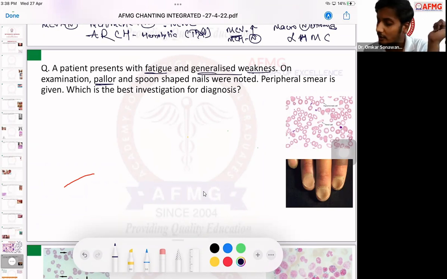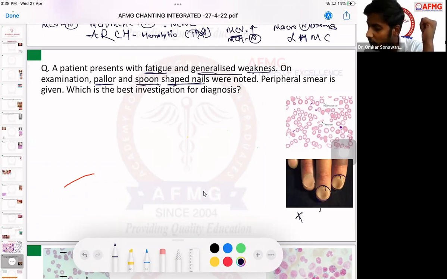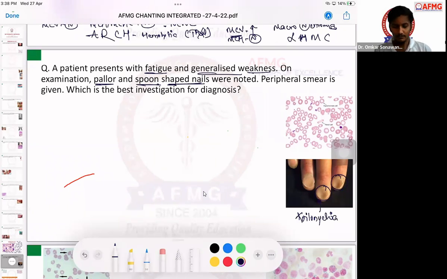Along with that, they have also given a finding known as spoon-shaped nails. So this is a specific finding for a type of anemia. Spoon-shaped nails, as you can see over here in this image, are called koilonychia. This has been a question very commonly. Spoon-shaped nails are known as koilonychia, right? So koilonychia is noted along with anemia features, and the peripheral smear is given in this patient.